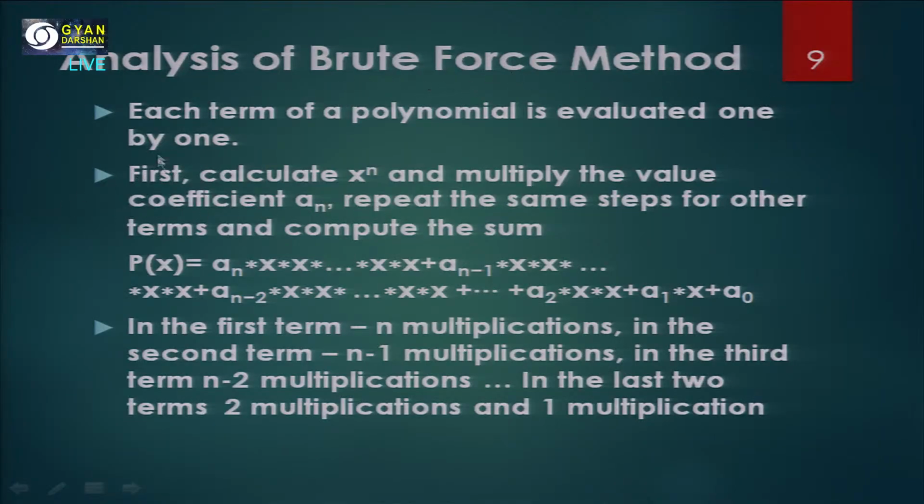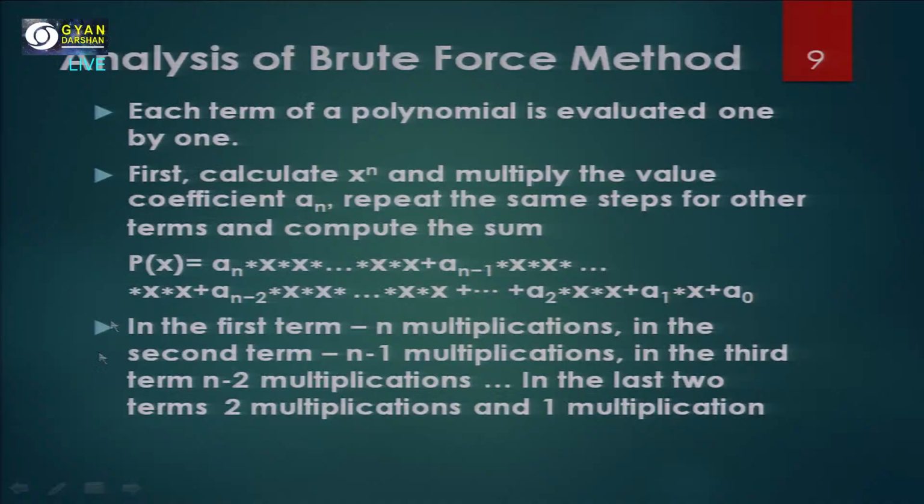When we go to the analysis of the brute force method, each term of the polynomial is evaluated one by one. That is what we have seen. First, you will be evaluating the x^4 term, right? So you will multiply x three times: x into x once, x into x into x twice, and into x. So three multiplications for x to the power 4.